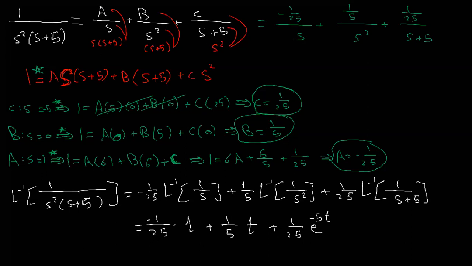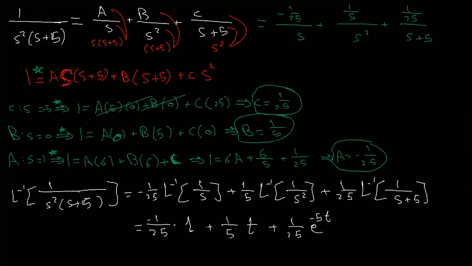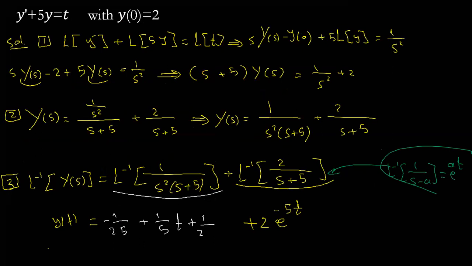After finding this, go back to your solution. So here in yellow, I'm going to add those, or let me write them in white: negative 1 over 25, plus 1 over 5t, plus 1 over 25 e to the negative 5t. This is the solution of this initial value problem. You can solve it using the first order linear technique and check if you get the same solution or no.